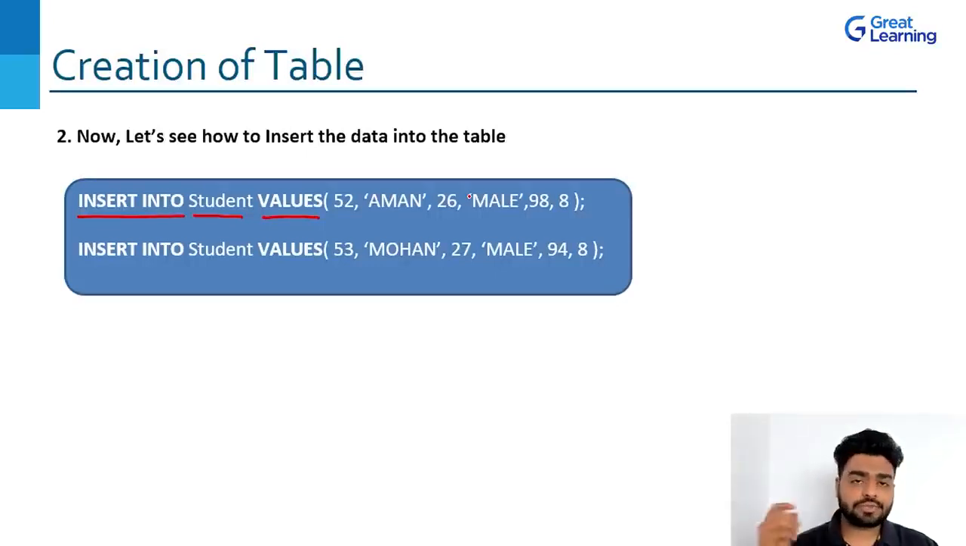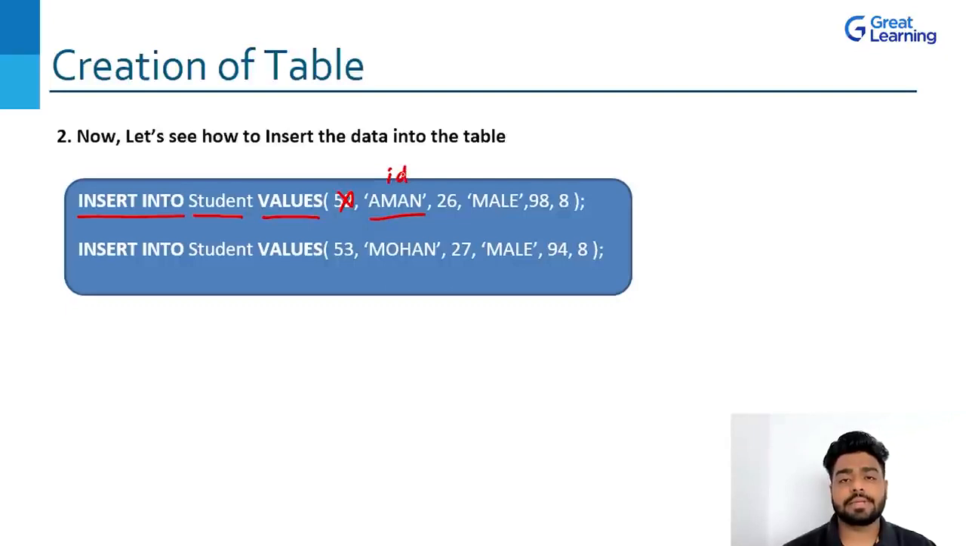Okay. The next question which will come into your mind is, if we have to write the data and you want to insert the data in the same order, then what if I miss out some of the data? Suppose I'm not writing 52, I'm starting from Aman, then what happens? Now what will happen is, SQL will check what this Aman is. Now it knows that ID can't be Aman, right?